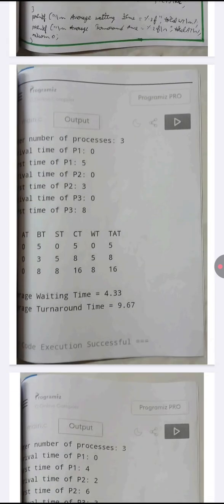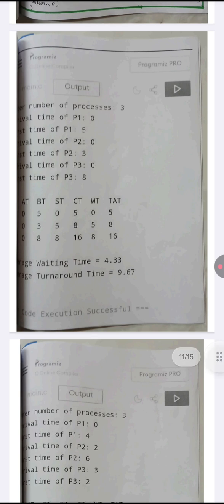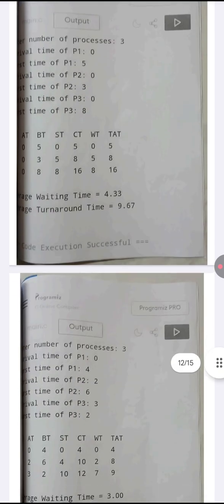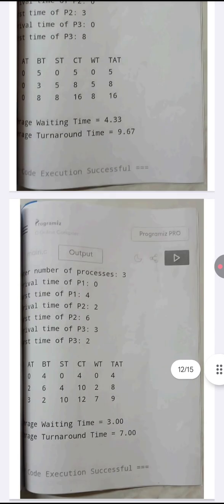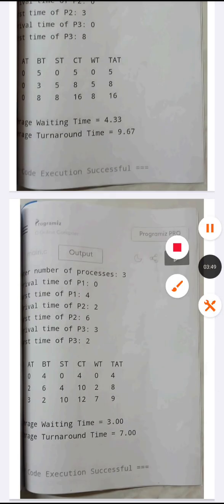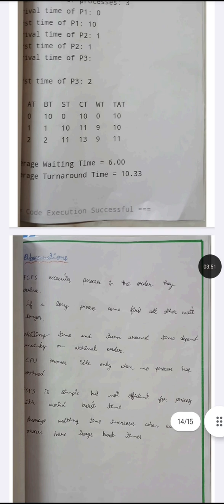We have considered three processes here with the same arrival time and different burst times: P1 5, P2 3, P3 8. Here we have calculated average waiting time 4.3 and average turnaround time 9.6. Similarly, we have the output for dataset 2 and dataset 3.